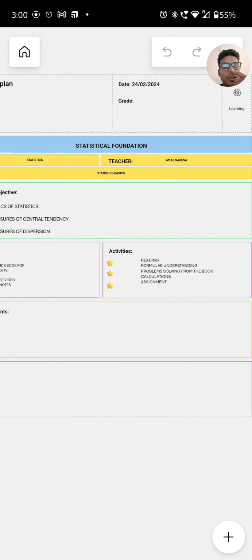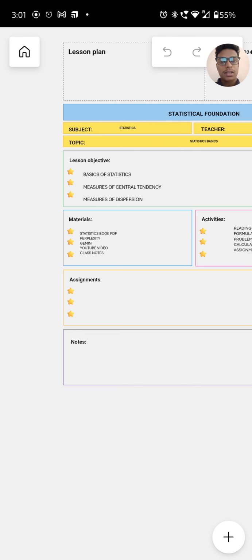I probably solve the problems in the book, or I already solved it, or we can practice on Excel as well. But it's better for learning the formula. We need to solve it in books only, in notebooks. So I'm going to start this.